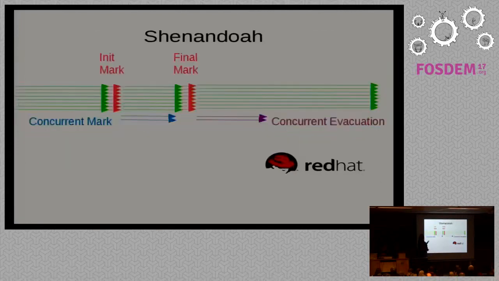Now, Shenandoah is a different beast, right? You run your Java threads for a while, you stop, you do a quick scan of the thread stacks, and then you start a concurrent mark, but you start the Java threads again. You do a quick stop and scan of the thread stacks, and you do a final mark, and then you do concurrent evacuation while the Java threads are running. So we have two very, very short pauses that are just as long as it takes to scan basically your thread stacks.